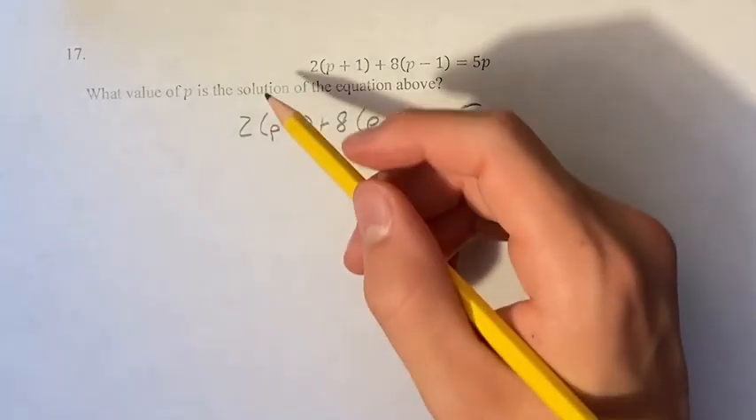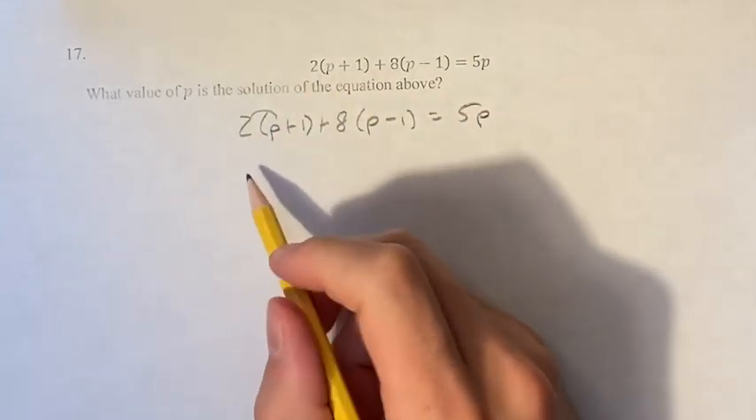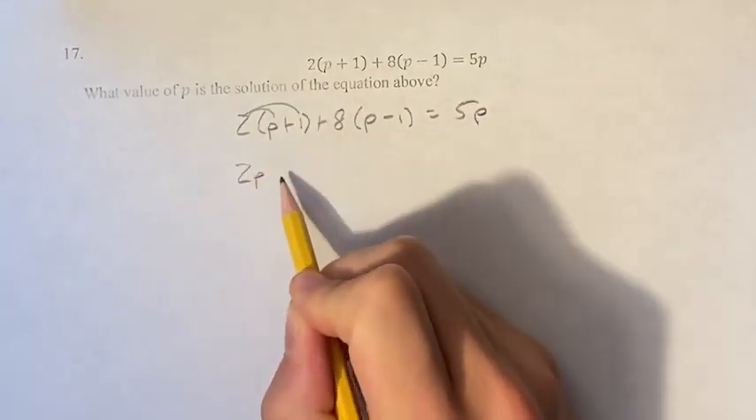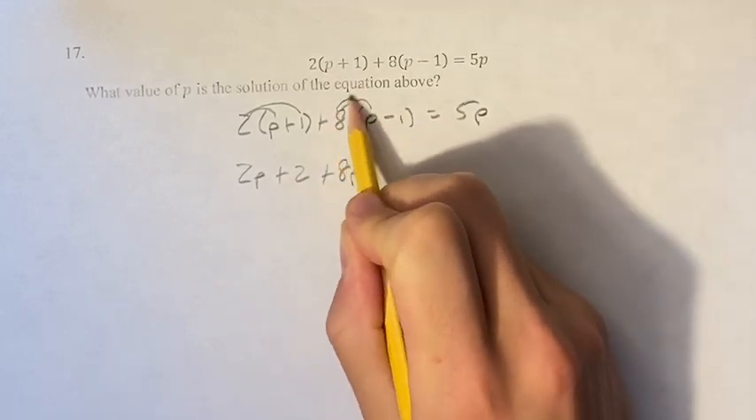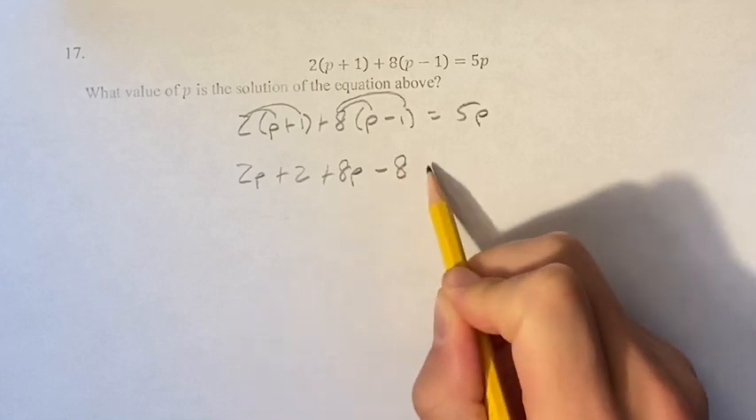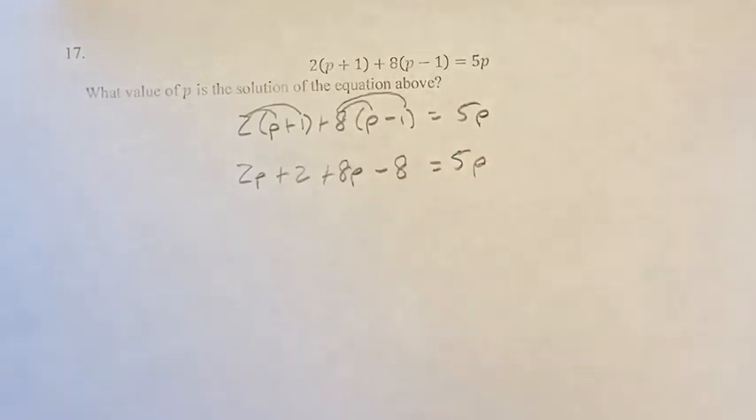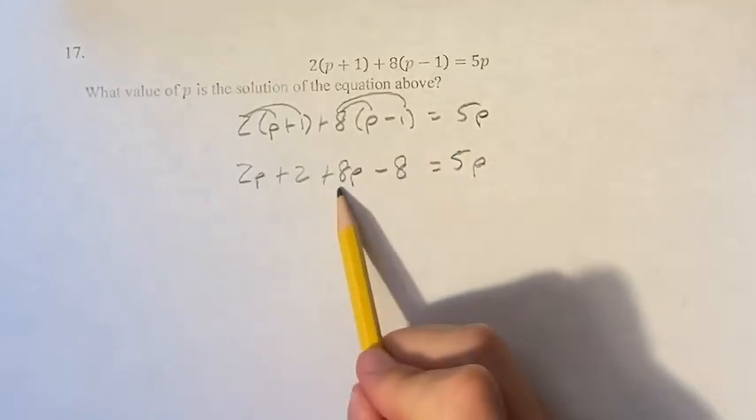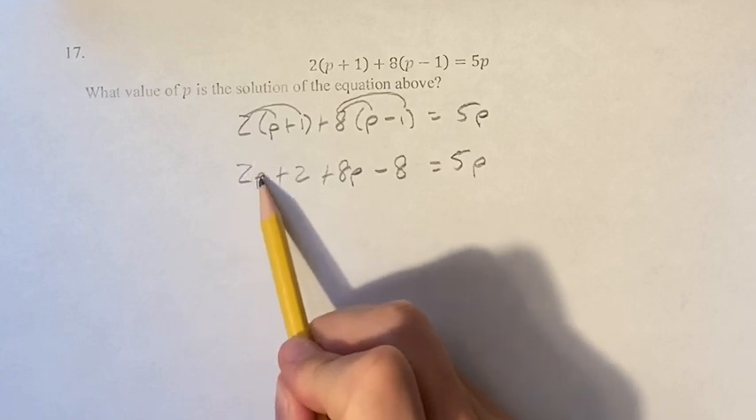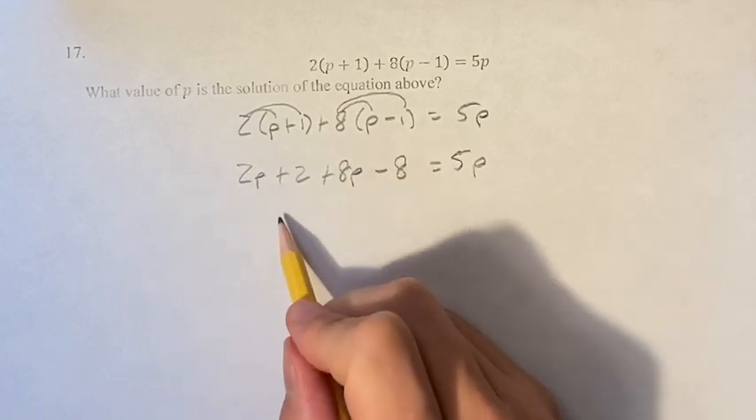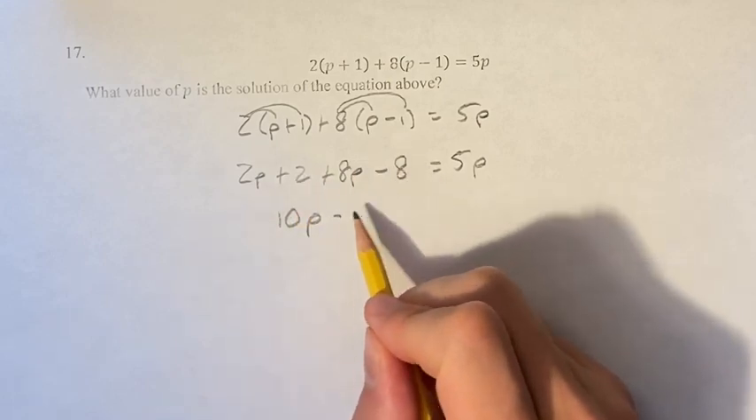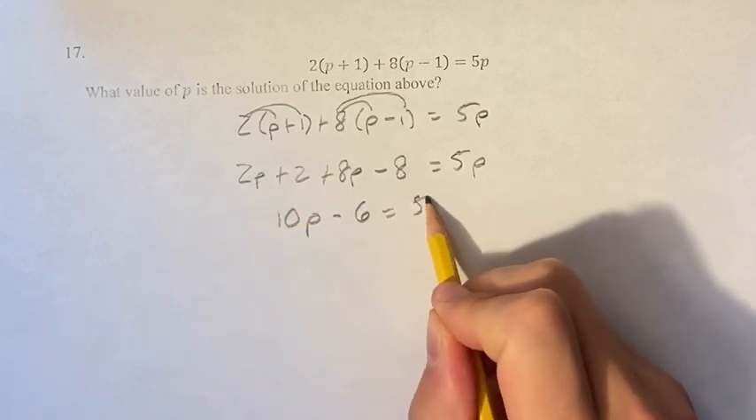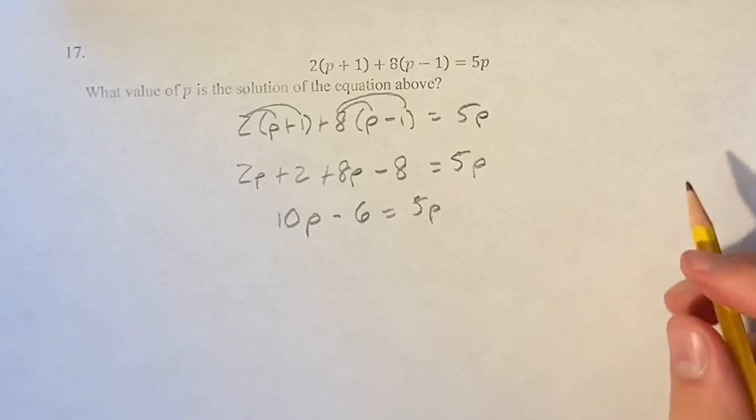Thinking about PEMDAS. Distributing, we get 2p plus 2 times 1 is 2, plus 8p plus 8 times negative 1 is minus 8, and this is equal to 5p. Combining like terms on this side, for p we have 2p plus 8p, which is 10p, plus 2 minus 8 is negative 6, and this is all equal to 5p.